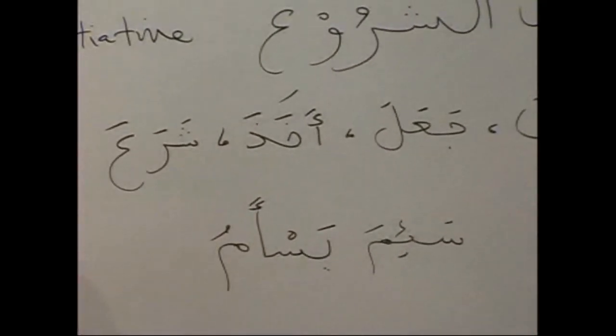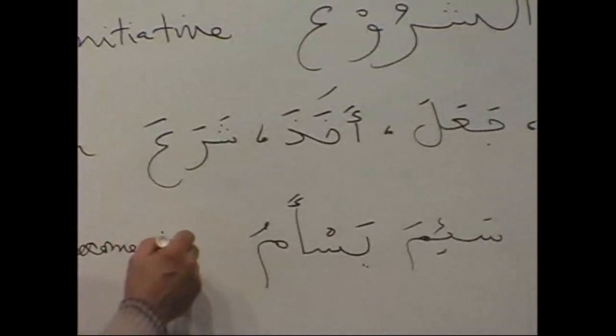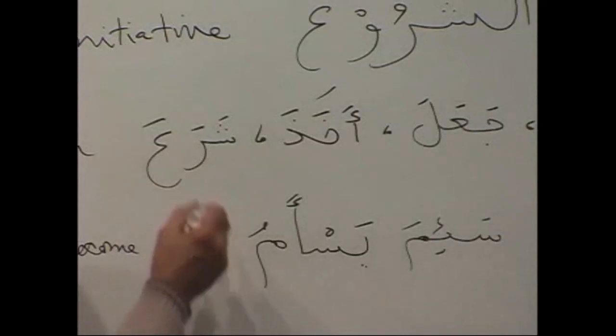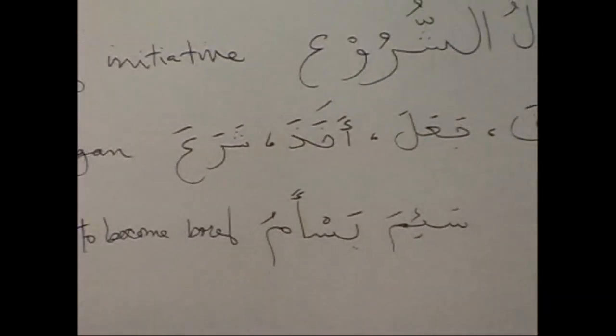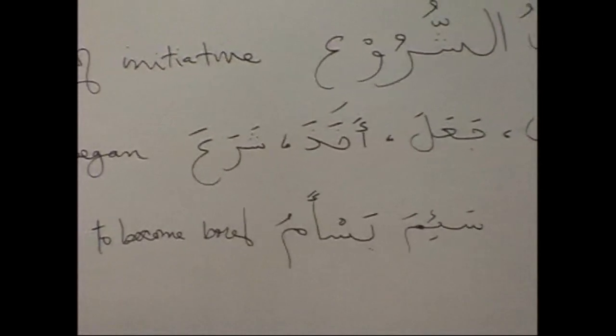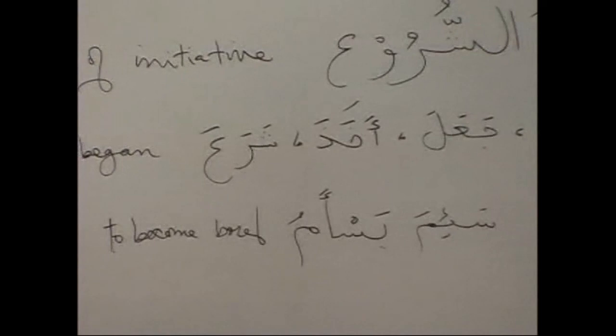What is the meaning, brothers and sisters? To become bored. Where is the fa'il? Tullab. Sa'imat at-tullabu al-intizar. What is intizar here? Maf'ul bihi. The students became bored of waiting. Okay. Wa tafiku.